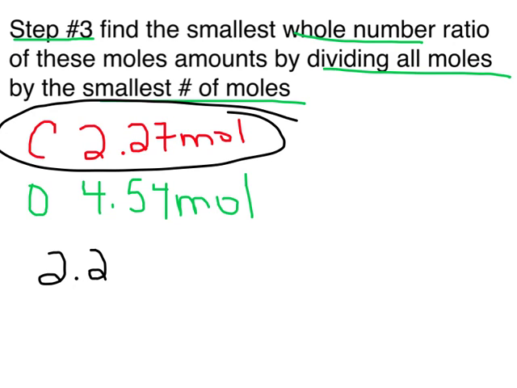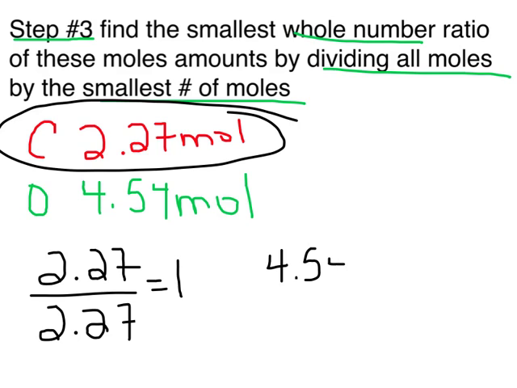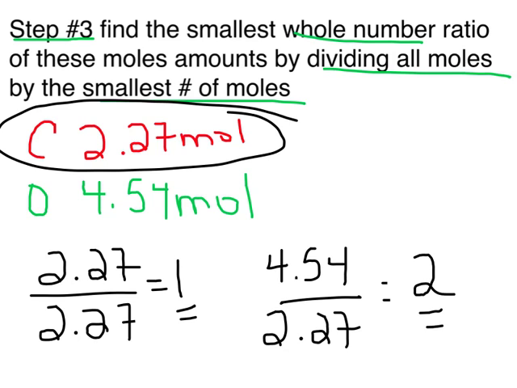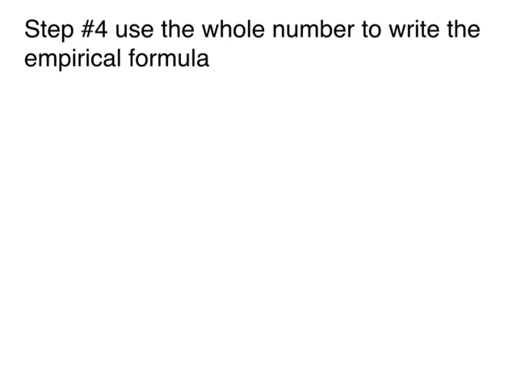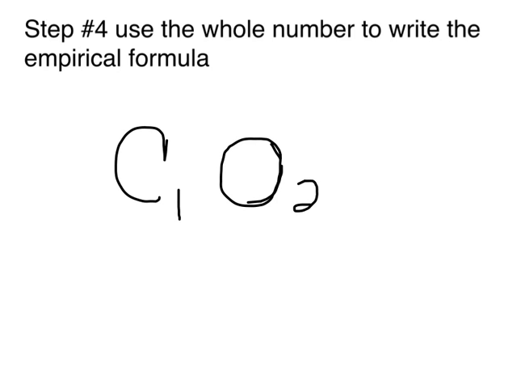So 2.27 divided by 2.27 is equal to 1. And 4.54 divided by 2.27, it's got to be roughly 2, right, is 2. Okay? So I have a 1 and a 2 now. So the last step is just to write it out using those numbers. So the C was a 1 and the O was a 2. I'll clean that up a bit and I'll put CO2.